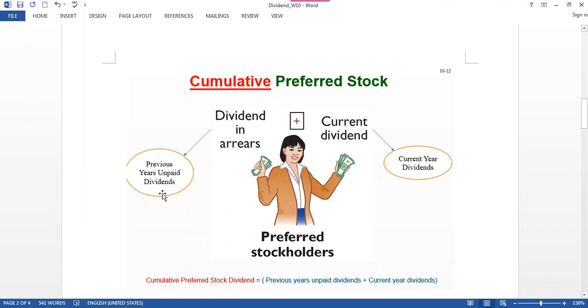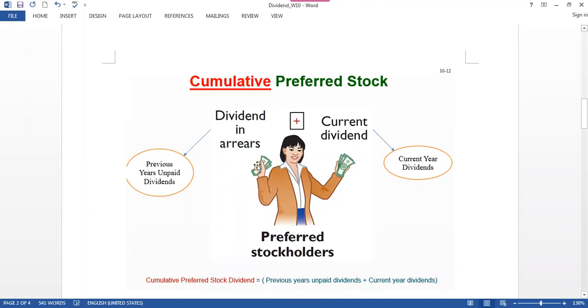For example, you purchased preferred stock last year or 2 years before, but in that year, the company did not give you any dividend. Do you understand? Today is 2023, right? But you purchased preferred stock maybe in 2020. So in 2020 the company did not give you any dividend. In 2021 the company did not give you any dividend. In 2022 the company did not give you any dividend. So the previous years' unpaid dividend is called dividend in arrears. Do you understand?